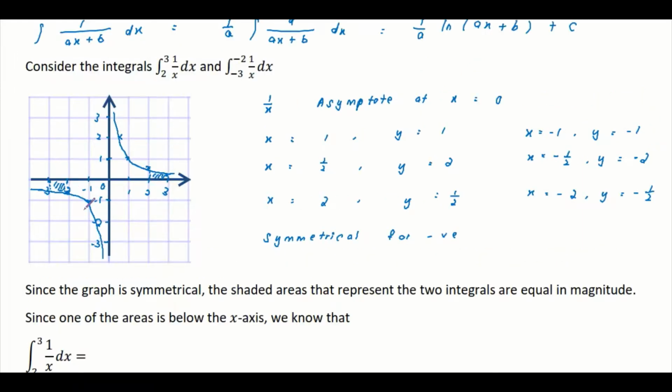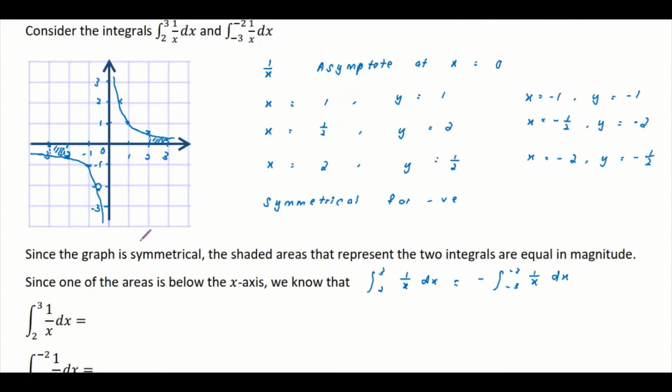Okay, so since one of the areas is below the x-axis, let's say in this case this will be the positive one, right? So the integral from 2 to 3 of 1 over x dx is positive, and the integral for the part that is negative is the negative of it. Okay, so let us try to solve it.